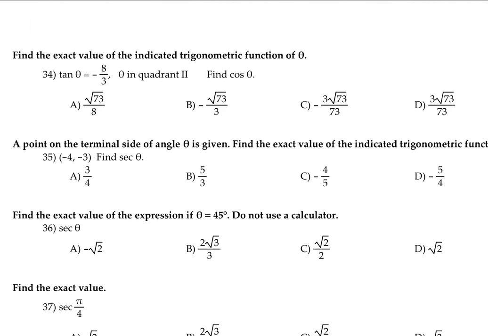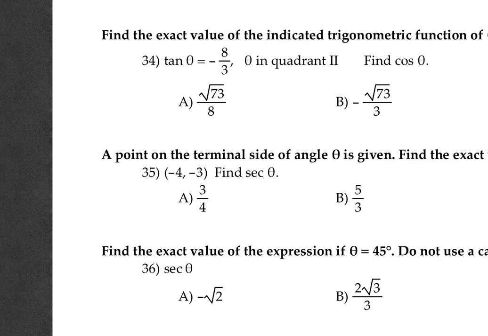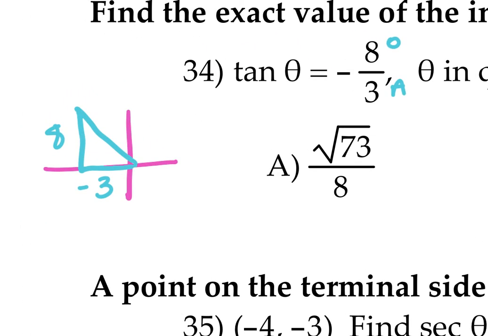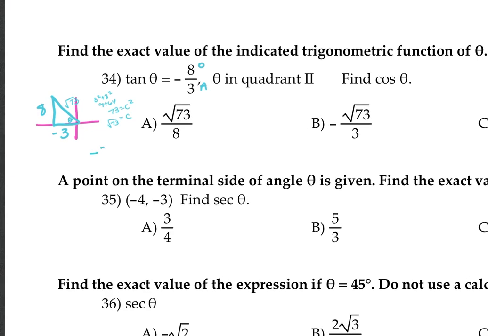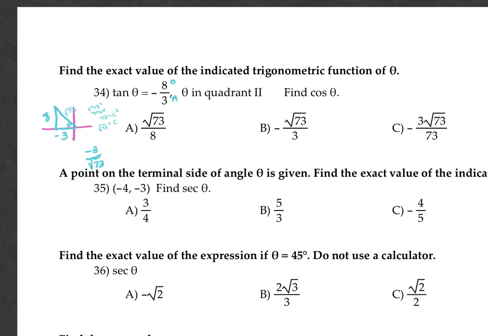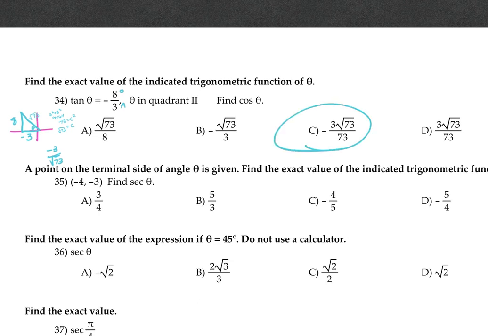All right, 34 says the tangent is negative and it's in quadrant 2. So I know I'm going to the left and up. This would be opposite, adjacent. One of them is negative. The vertical side is going to be a positive 8 and the horizontal side is going to be my negative 3. And then I've got to find cosine, so I need my hypotenuse. 3 squared plus 8 squared would be 9 plus 64, and this is 73, so C would equal the square root of 73. Theta is here, so then the cosine would be negative 3 over root 73, which gets rationalized to negative 3 root 73 over 73.